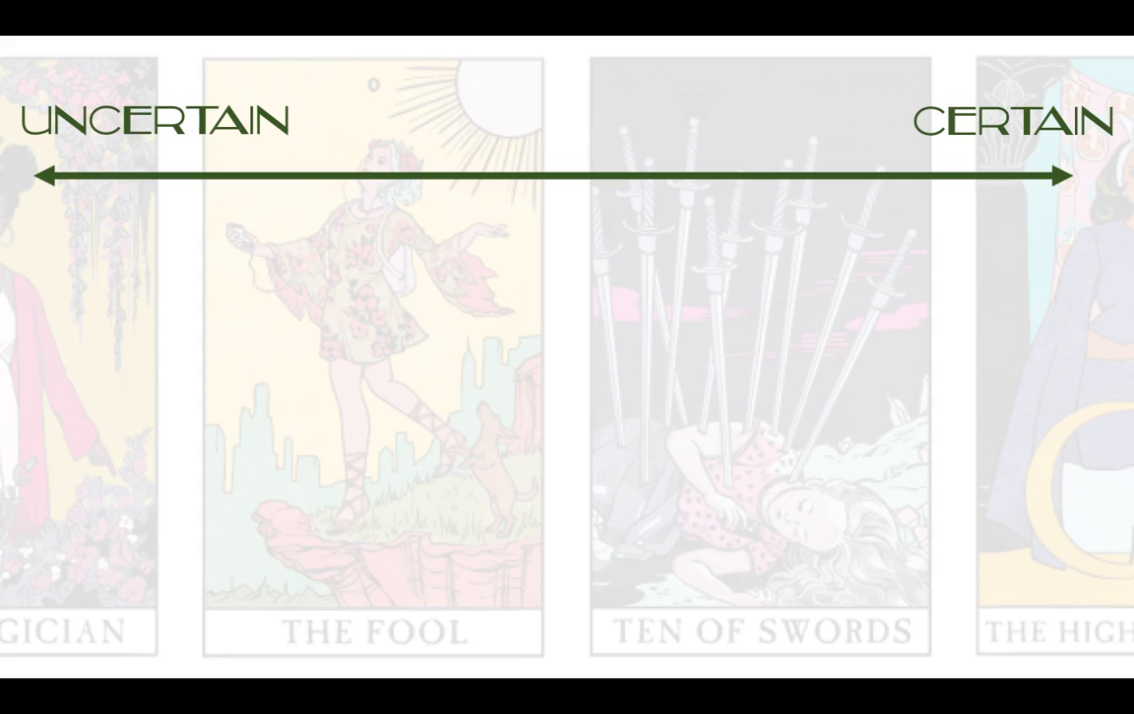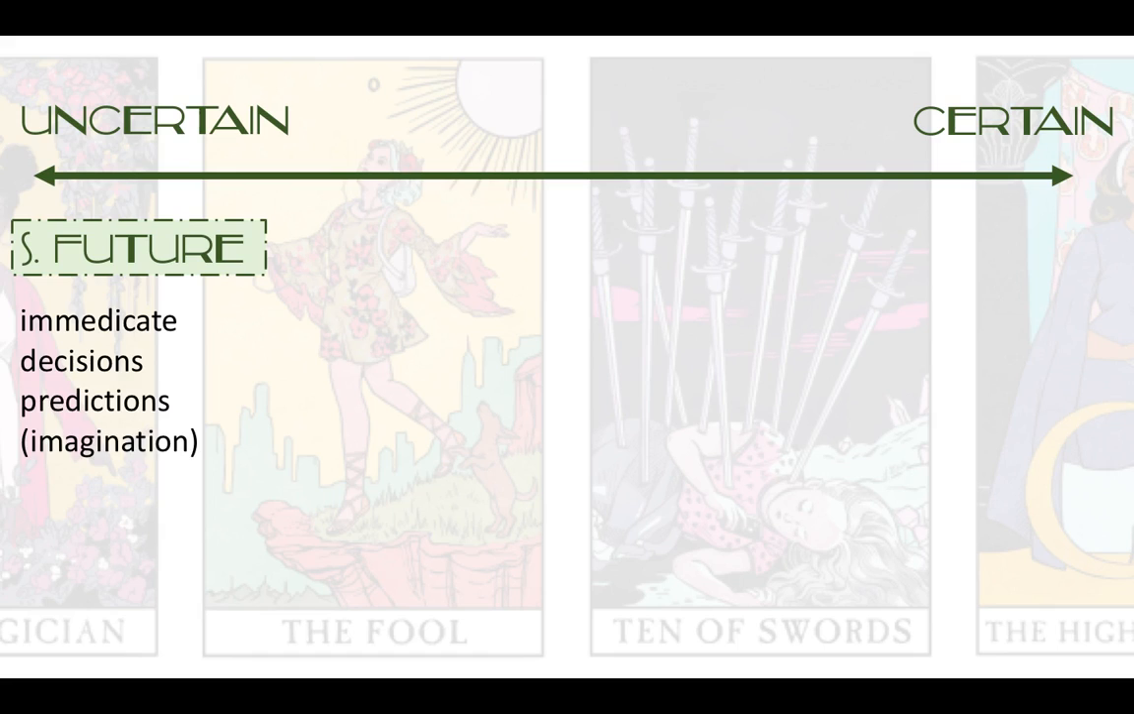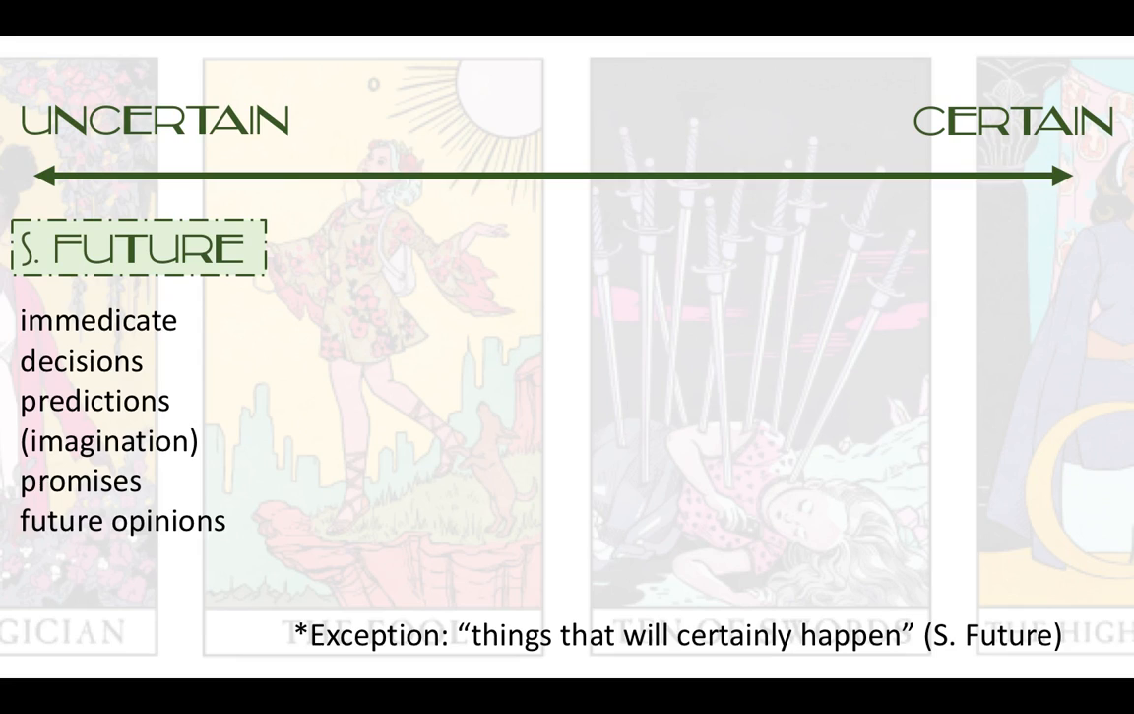Now, I would say that generally, the simple future is used for uncertain situations, since it deals with immediate decisions, predictions out of imagination, promises, and future opinions. Now, I must say one exception to this is, however, the first rule that we have seen for the simple future, basically for future events that will certainly happen, that are out of your control. This one, I would say, is not really uncertain. It's actually the opposite. It is pretty certain. So this is like your only exception.